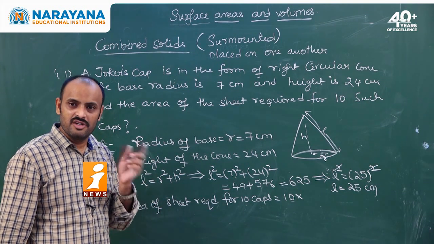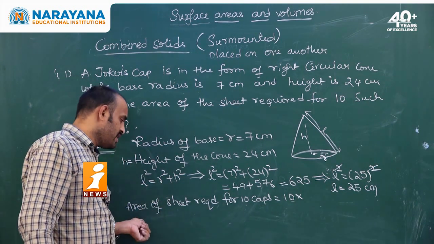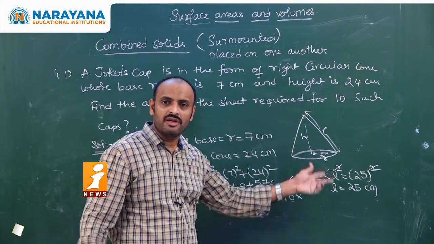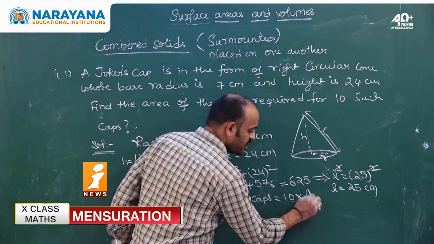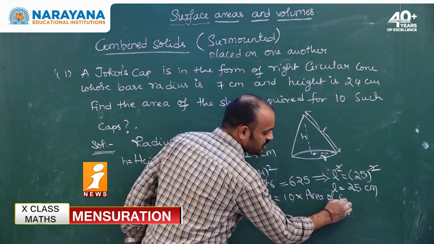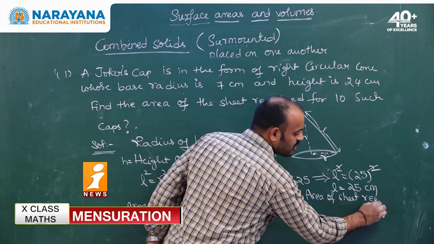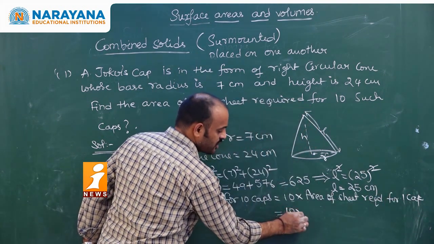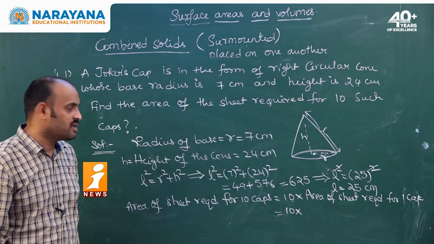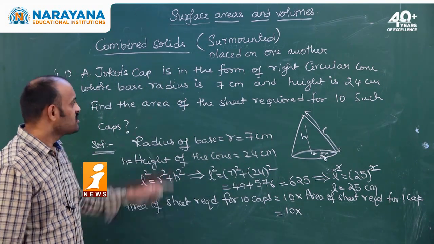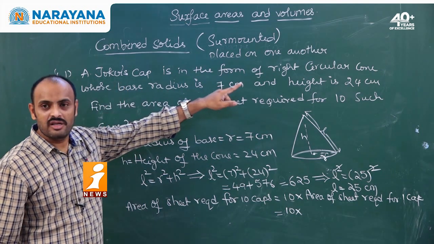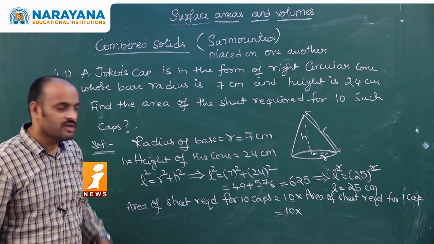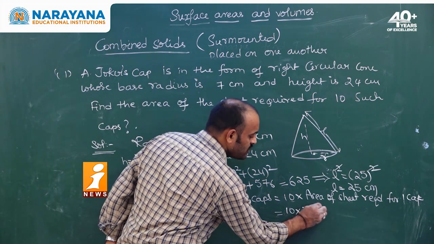Cost of 5 chocolates means 5 into 5. The same way, area of sheet required for 10 caps means 10 into area of one cap. Area of sheet required for one cap is nothing but CSA of cone, because the cap is in the shape of a right circular cone. For Joker's cap, already we have told that CSA of cone should be used. 10 into pi into r into L.